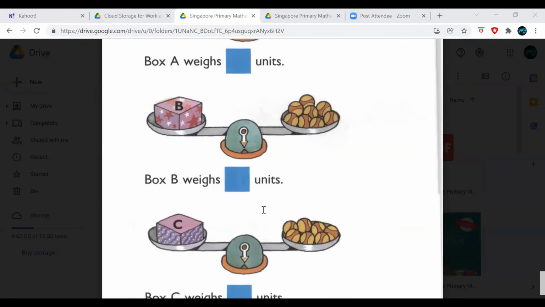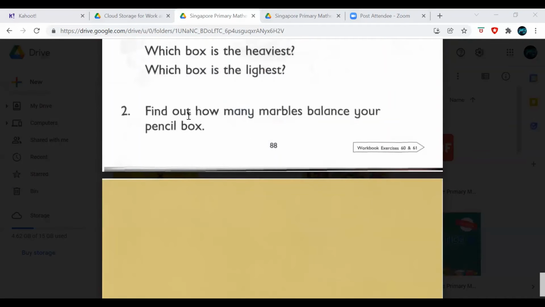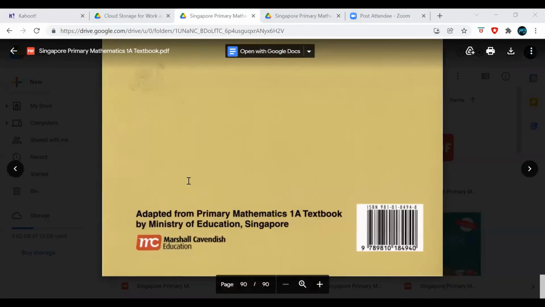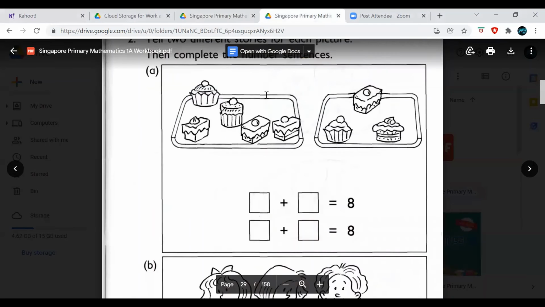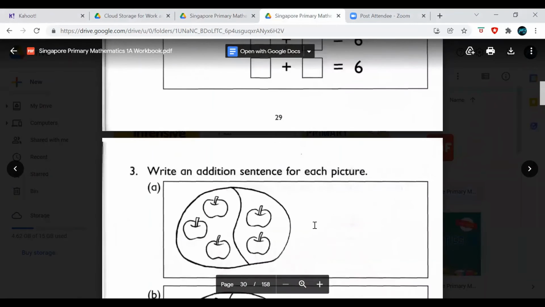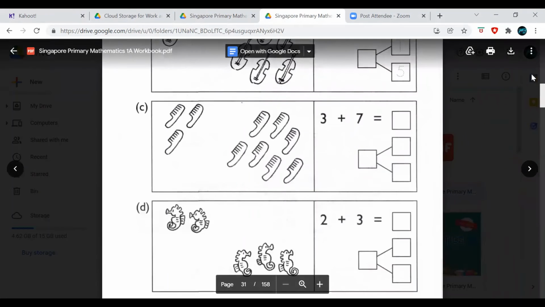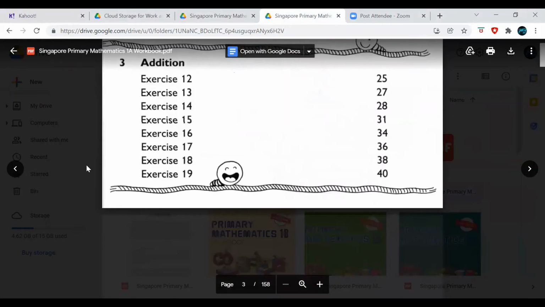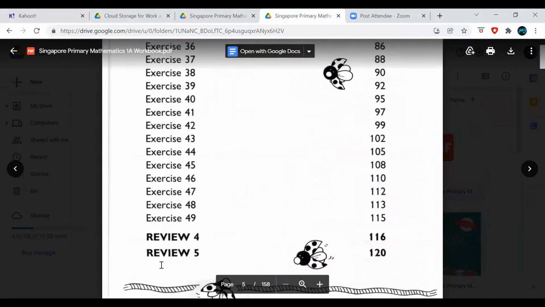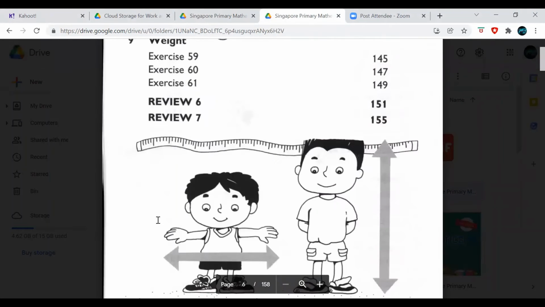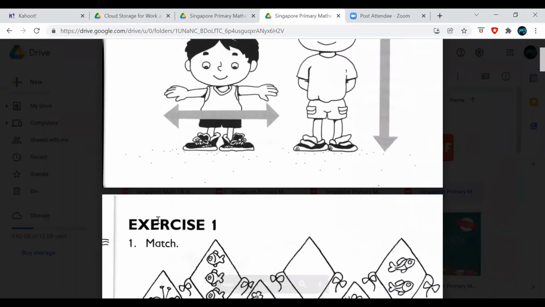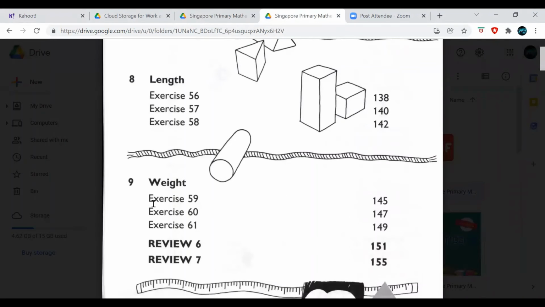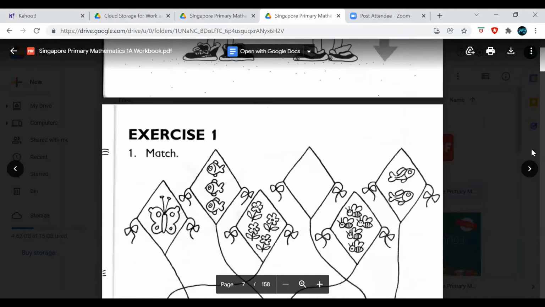Perfect. Okay. Find out how many marbles balance your pencil box. Guess we can't really do that. So with the remaining time, we can practice weight. And then if we have time, or if you want to practice, we can go back to the exercises for length. Okay, so for now, let's go to 145.